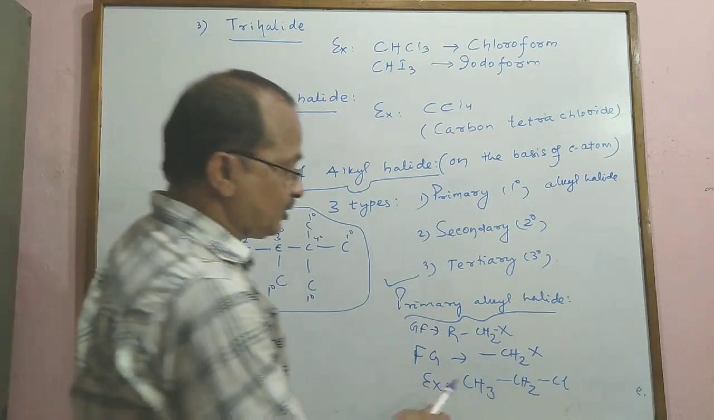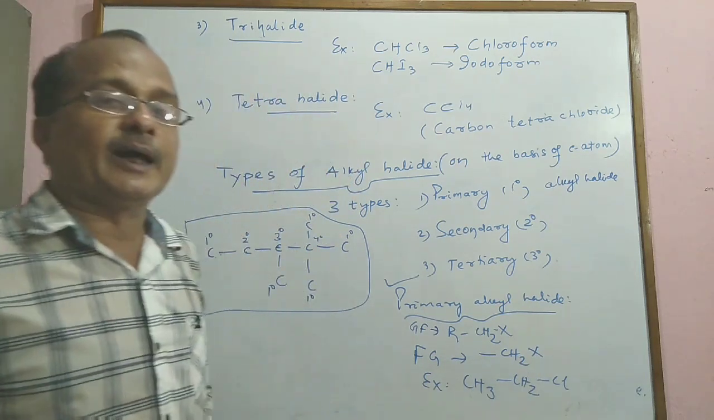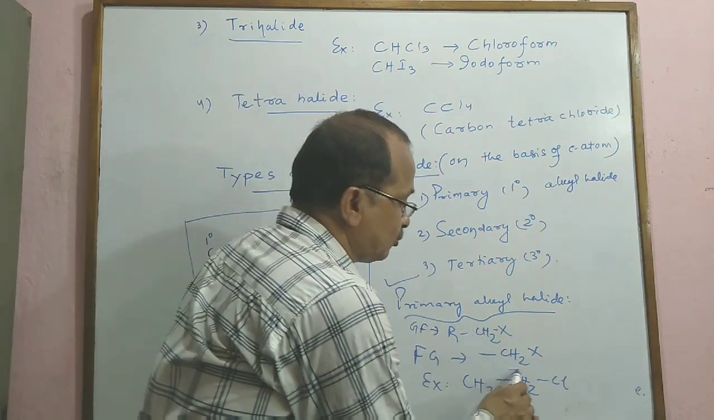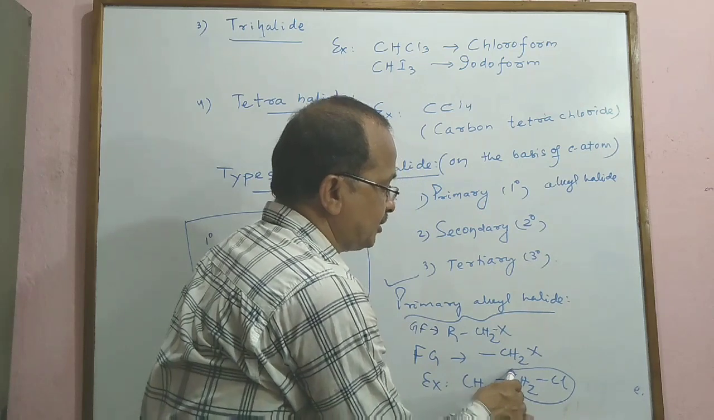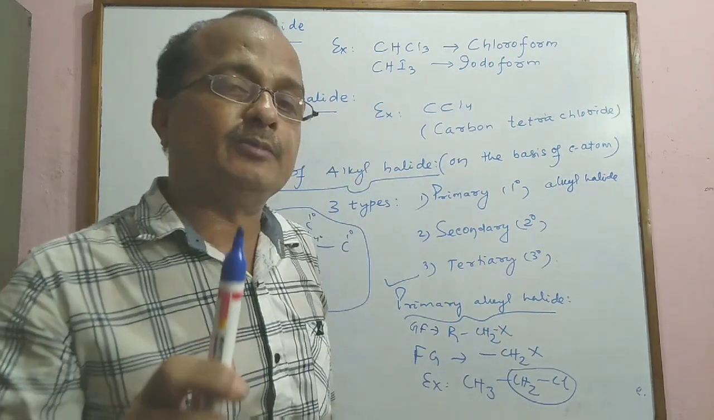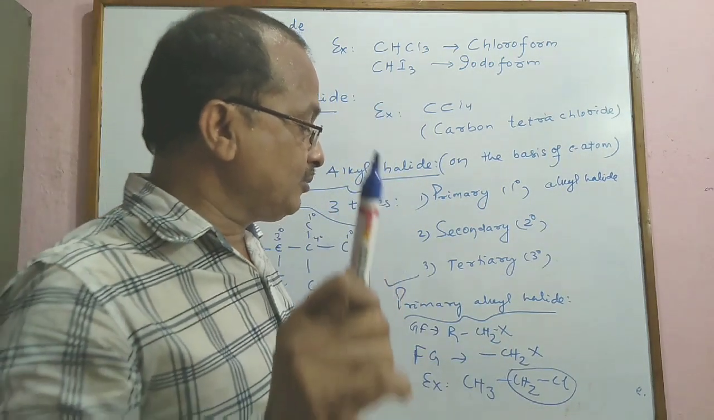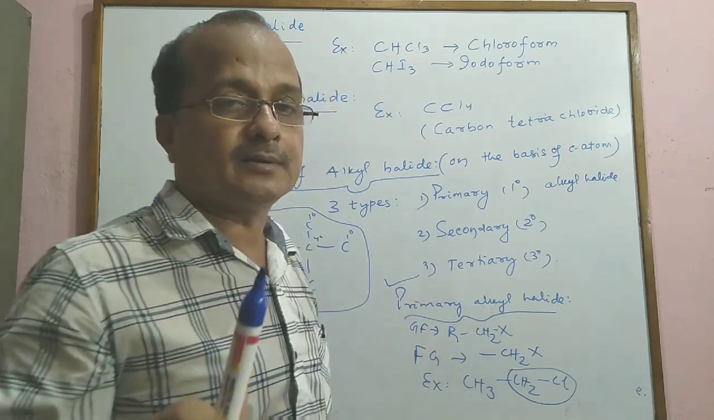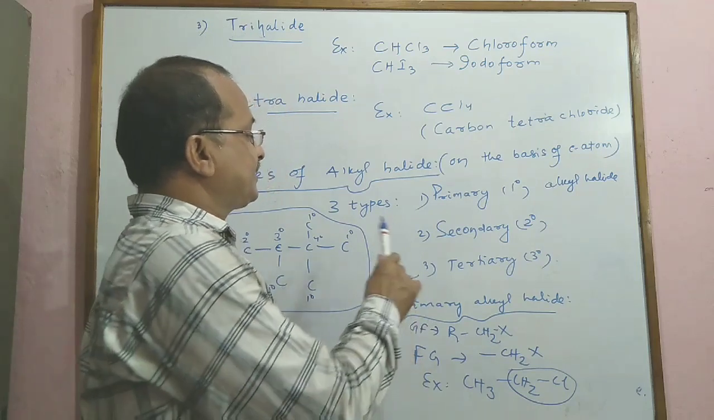Example, CH3CH2Cl. That means a primary alkyl halide can be identified by this group, CH2X or CH2Cl. If a halogen atom is attached to a carbon atom to which two hydrogen atoms are present, then it is a primary alkyl halide. Next one is secondary alkyl halide.